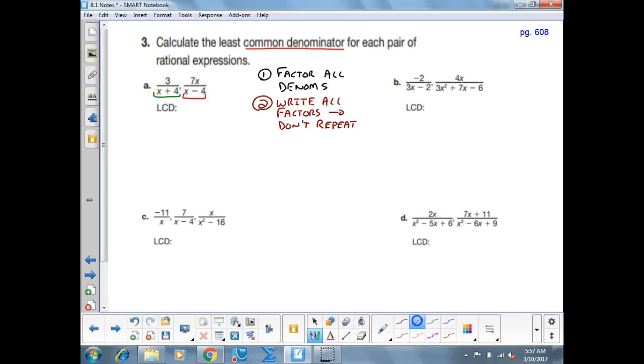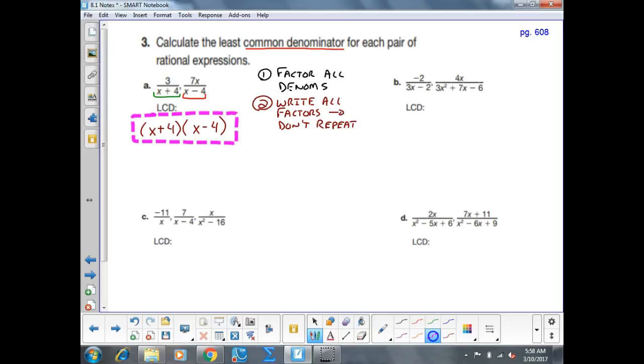Done. Step number 2 then says I'm going to write all of my factors, but I'm not going to repeat anything. So in my first one, I needed x plus 4. From my second one, I needed x minus 4. Haven't repeated anything, so when I multiply them together, that is my least common denominator. We're taking the baby steps to finding common denominators with a little trickier things now.